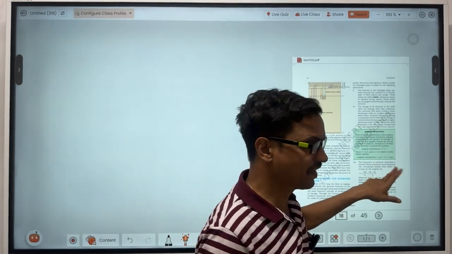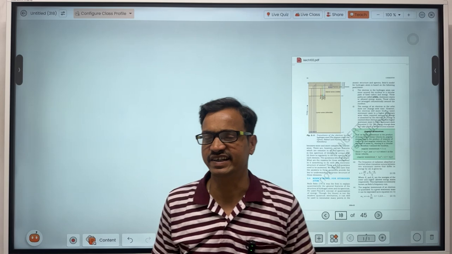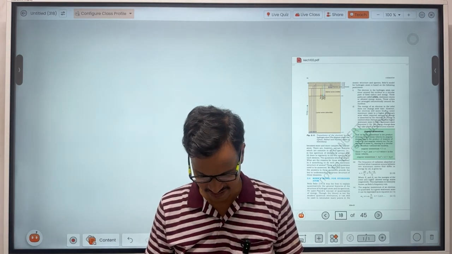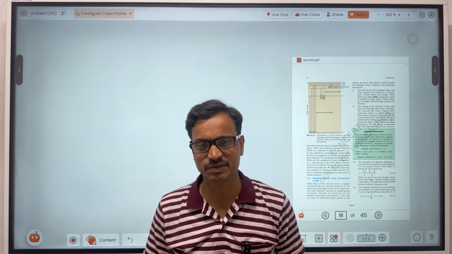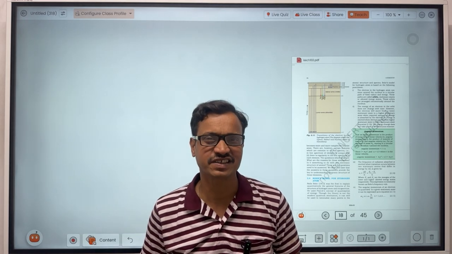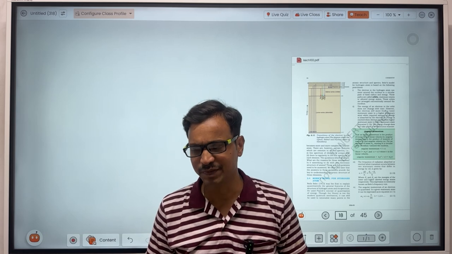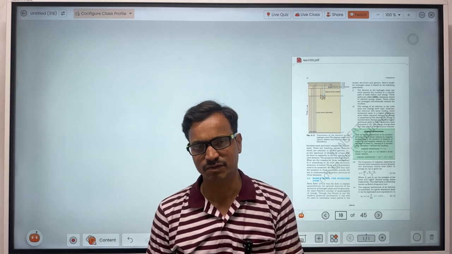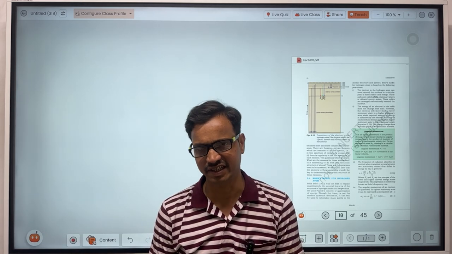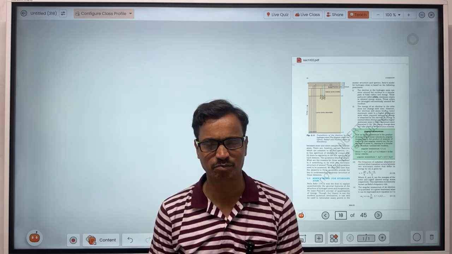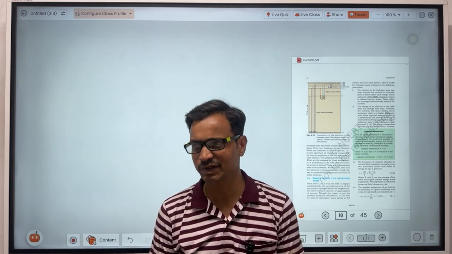Then came the quantum mechanical model of the atom. That is after Niels Bohr's atomic theory, which has also failed. What's the reason for the failure of Niels Bohr's atomic theory? The predominant reason was that Niels Bohr's atomic theory did not consider the dual characteristic of particles.